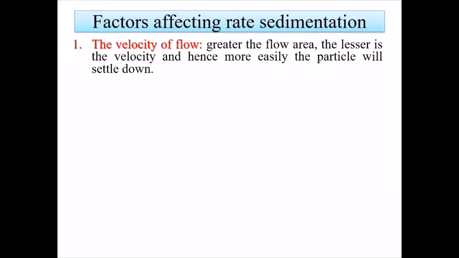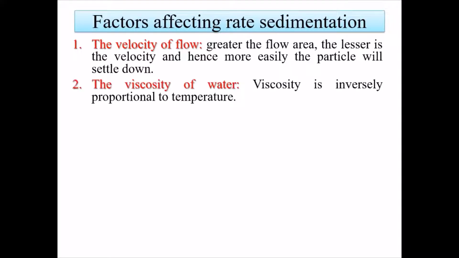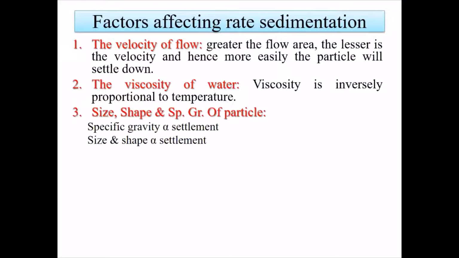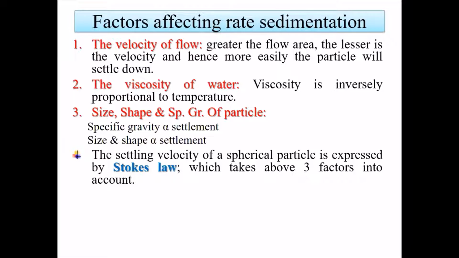Which factors affect the rate of sedimentation? First, the velocity of flow. The greater the flow area, the lesser the velocity, hence the more easily the particles settle down. Means if you reduce the velocity, the rate of particle settling increases. Then the viscosity of water; viscosity is inversely proportional to temperature. Then the size, shape, and specific gravity of the particle. The settling velocity of a spherical particle is expressed by Stokes law, which takes the above three factors into account.